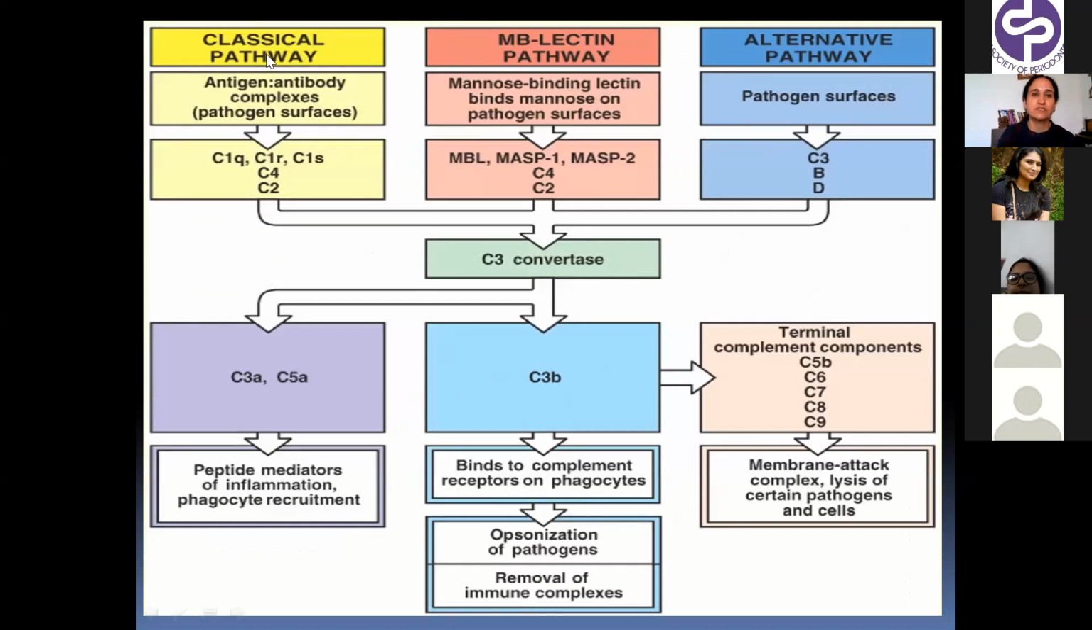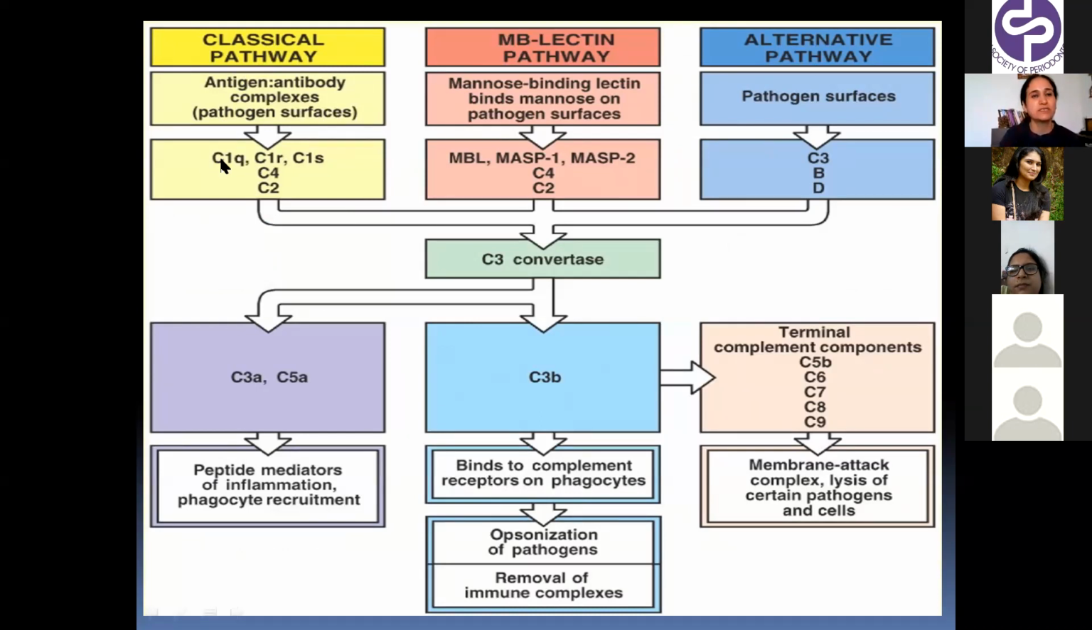There are 3 pathways by which this system is activated. All these proteins are found in the blood in the inactive form, and there are different ways by which these pathways can be activated. The first is the classical pathway, that is the antigen antibody reaction. As we have already seen in the video, there is a binding of antigen with the antibody on the pathogen surfaces.